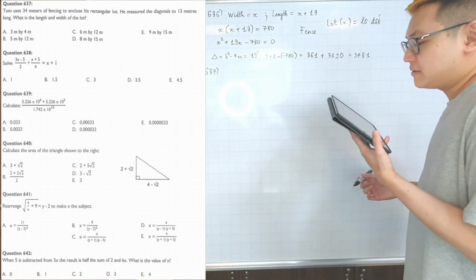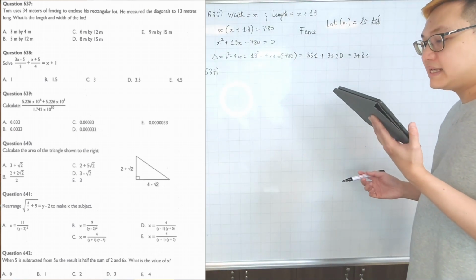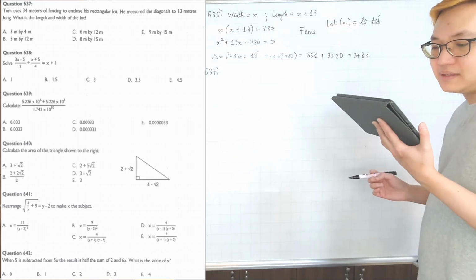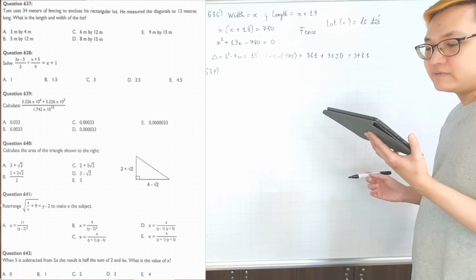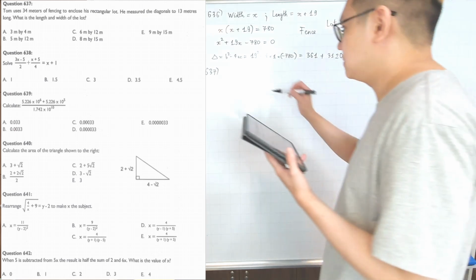Now, diagonals is 13 meters long. Đường chéo là 13 mét. What is the length and width of the lot? Người ta hỏi là chiều dài và chiều rộng của cái lô đất là bao nhiêu.